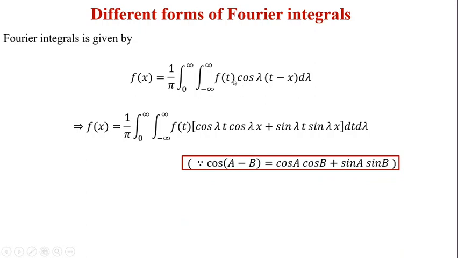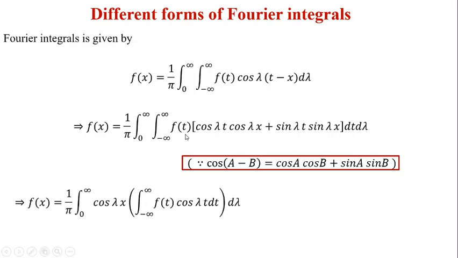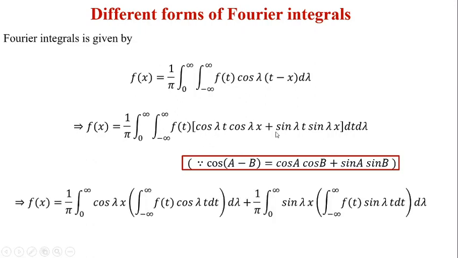So see, here we have the form cos of a minus b. Cos of a minus b is nothing but equal to cos a cos b plus sin a sin b. This formula we are going to apply over here. So we get this type of terms. Again, we will separate, we will get two different integrals in the inner integral when I multiply this complete product with f of t. So we will have such type of integration.